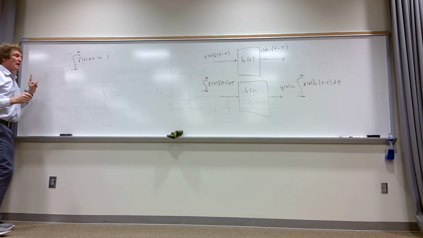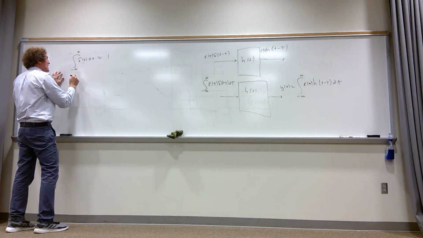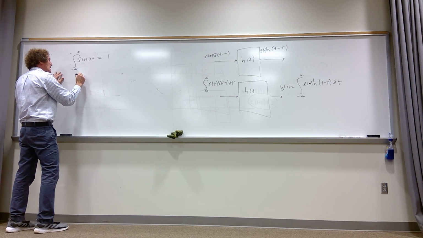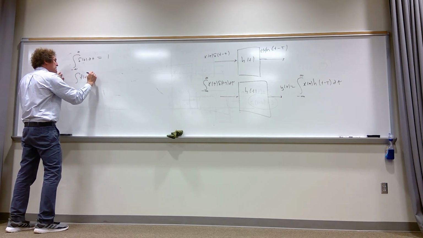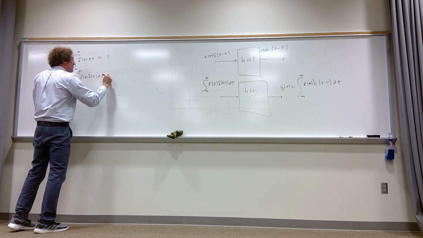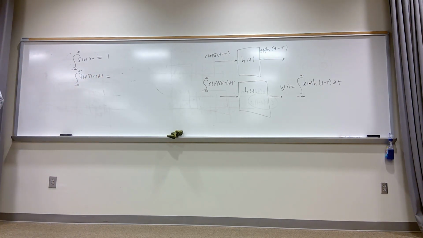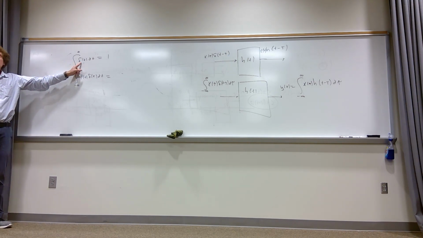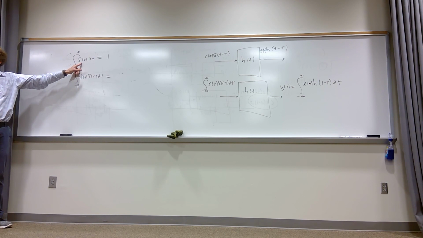Now, what happens if I had the integral of f of t, delta of t, from minus infinity to infinity, dt? What would that be? What do you think it would be? Let me ask you this. This delta function only exists with a value that's non-zero at t equals 0. Correct, class? Y'all agree with that?